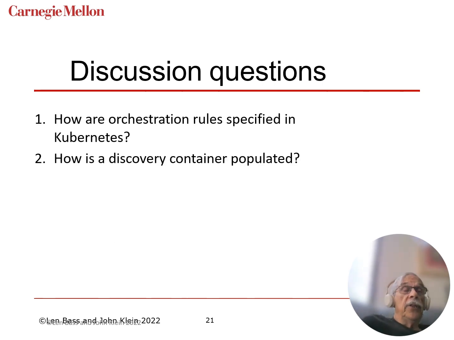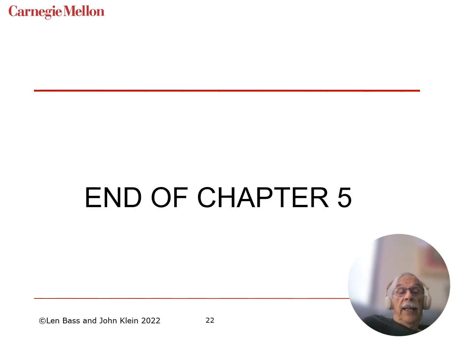So some discussion questions. How are container rules specified in Kubernetes? You can look that up. And how is a discovery container populated? How do you know which instances of what to put in a discovery container? And so that's the end of this chapter. Orchestration turns out to be reasonably complicated. And so if you look at Kubernetes and Kubernetes examples, you might get a better idea of it. This is just the surface presentation.